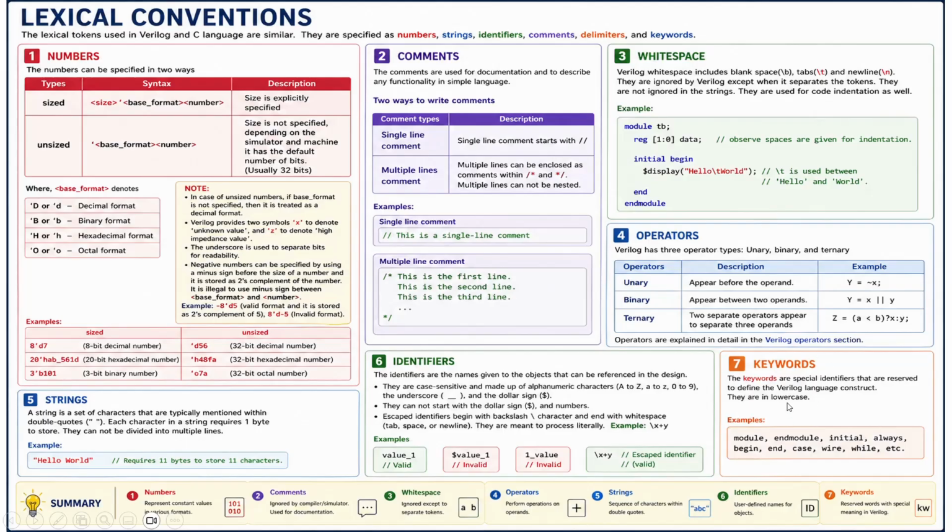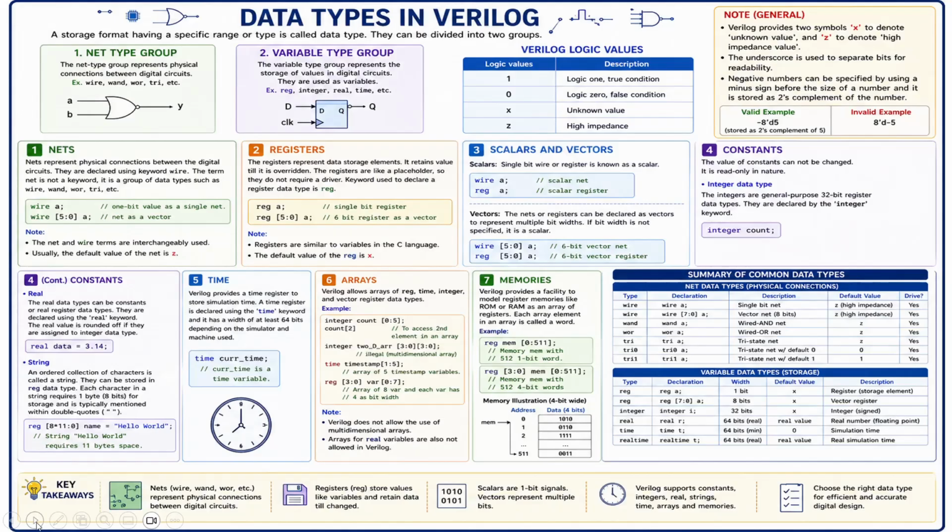Okay, and then keywords are module, endmodule, initial, begin, while. So while loop, if condition, else condition, all these are keywords. Okay, you need to study them.